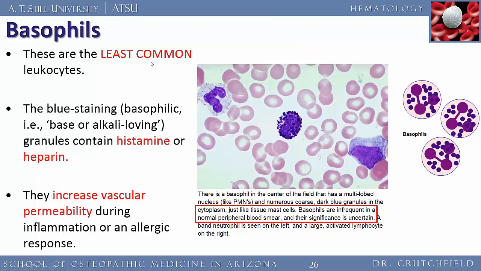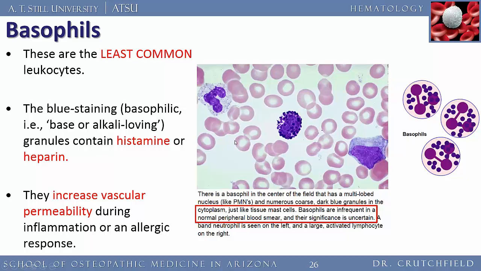So the basophils are the least common leukocytes. Now, I thought this was interesting. Basophils are infrequent in a normal peripheral blood smear, and their significance is uncertain, which explains why whenever I got a CBC that showed lots of basophils, I usually stared at it and had no idea what to do with it. So it turns out that I was wasting time staring at it and thinking about what to do with it because their significance really was not certain.